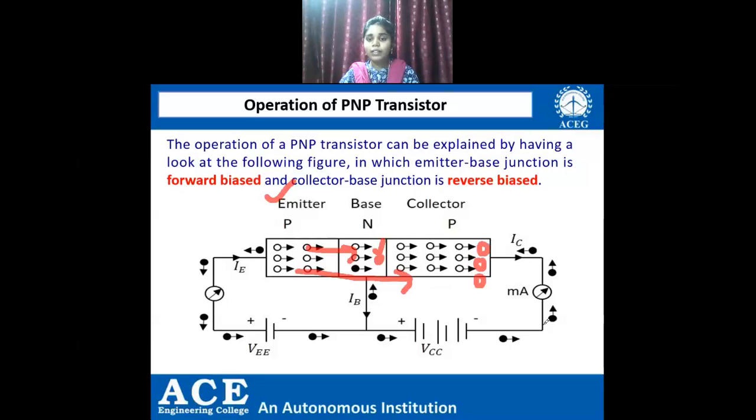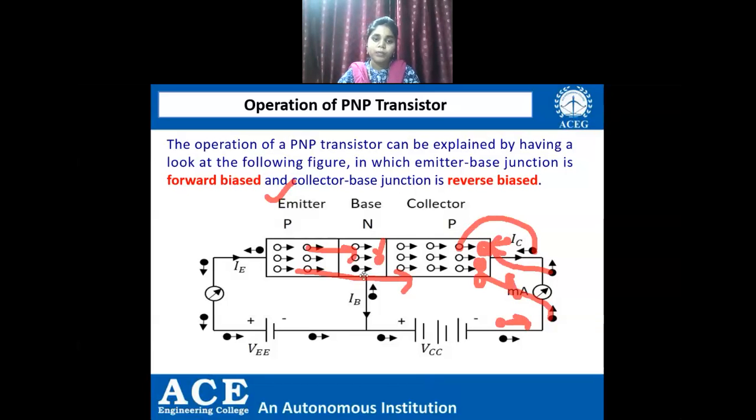Now as we connect a negative to the P side and positive towards the N side, here we are going to see the electron movement. Right? Electrons are coming from the battery from here to here. As we already have holes, this electron is coming and sitting in this hole. This electron is coming and sitting in this hole. Right? In this way, our PNP transistor is going to work.